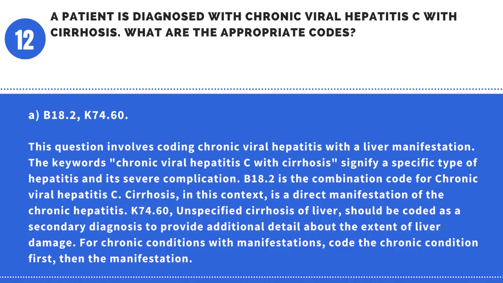K74.60. This question involves coding chronic viral hepatitis with a liver manifestation. The keywords chronic viral hepatitis C with cirrhosis signify a specific type of hepatitis and its severe complication. B18.2 is the combination code for chronic viral hepatitis C. Cirrhosis, in this context, is a direct manifestation of the chronic hepatitis. K74.60, unspecified cirrhosis of liver, should be coded as a secondary diagnosis to provide additional detail about the extent of liver damage. For chronic conditions with manifestations, code the chronic condition first, then the manifestation.